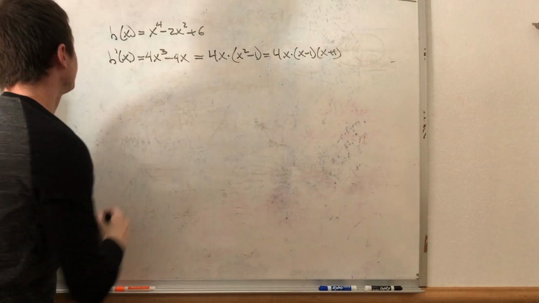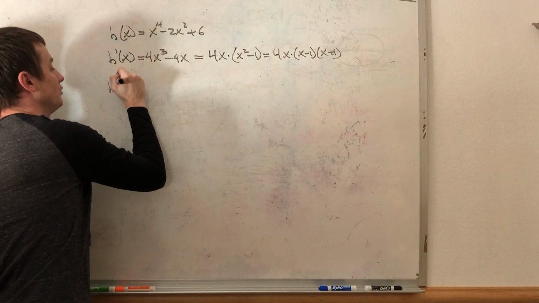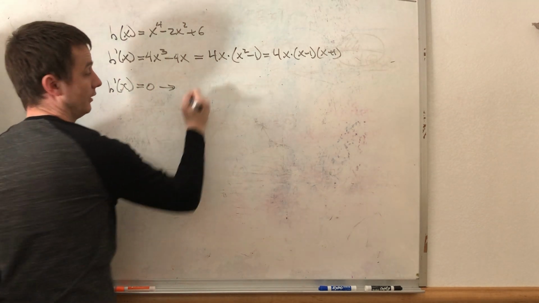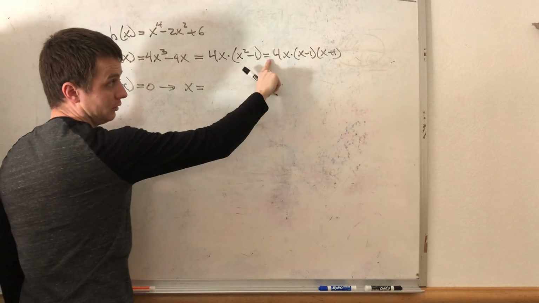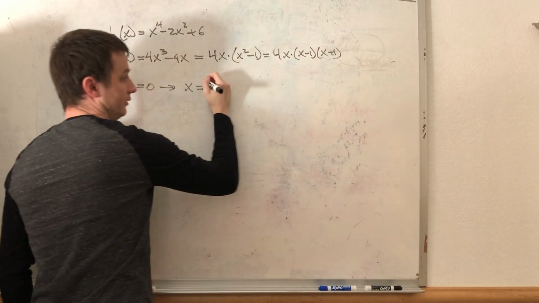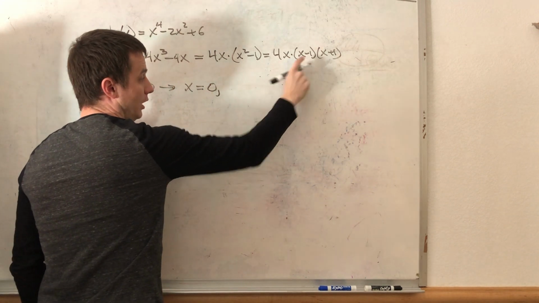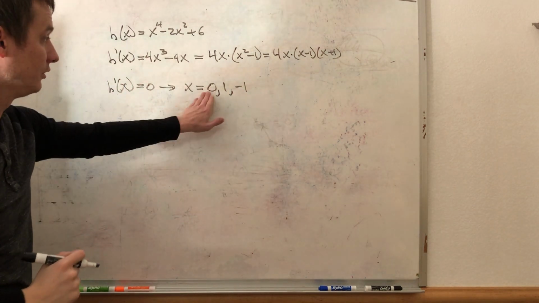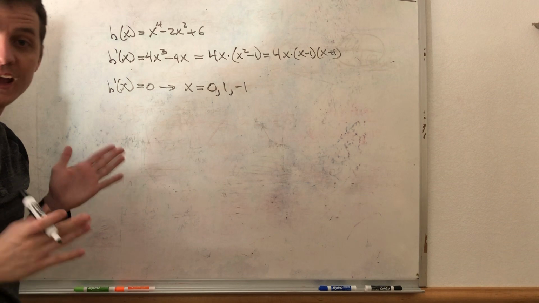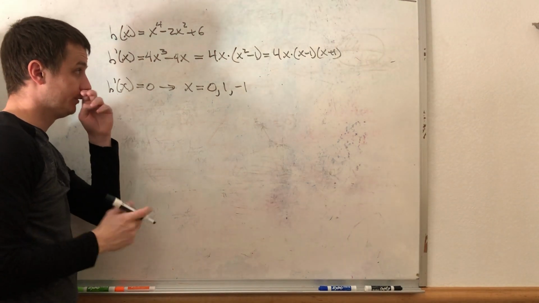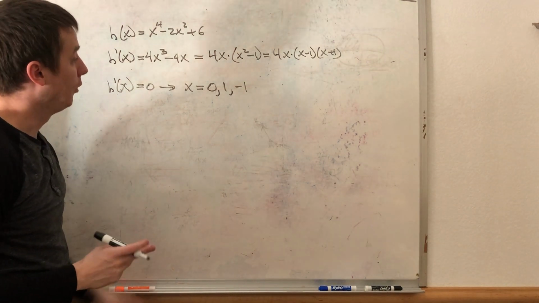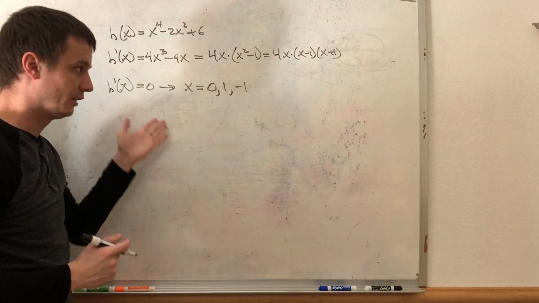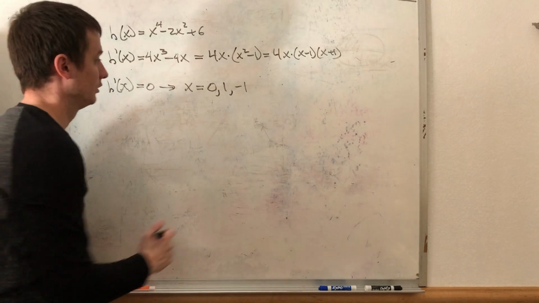Okay, so h prime of x equal to 0. Where does that happen? Notice that if you plug in 0, this whole thing is 0. If you plug in 1, this whole thing is 0. And if you plug in negative 1, this whole thing is 0. So these are the 3 places where our function has a slope of 0, a derivative equal to 0. So at these points, it's not increasing or decreasing. And in between these points and the infinities, it has to be either increasing or decreasing.